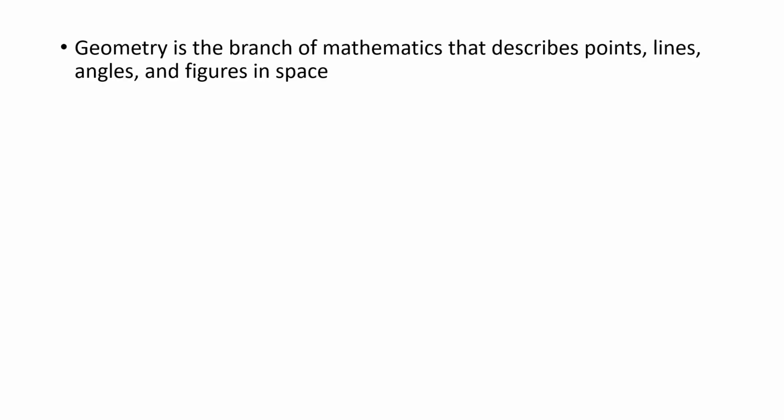We're going to spend this week on basic geometry type things where we're dealing with perimeter, area, volume, working word problems, and some real life examples using some basic geometry. So the textbook definition of geometry is that it is the branch of mathematics that describes points, lines, angles, and figures in space. Basically, if we're dealing with shapes, we're dealing with geometry. We're going to start this week with perimeter.